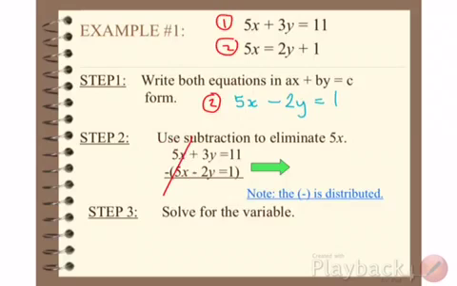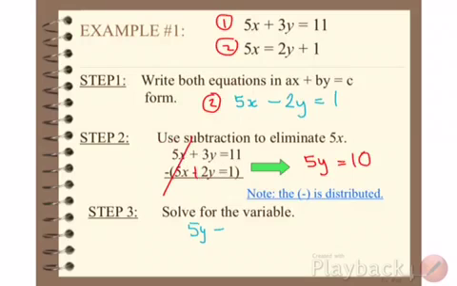3y minus negative 2y, watch out for your sign. So 3y minus negative 2y becomes plus 2y. So I'm left with 5y is equal to, and 11 minus 1 is 10. Okay, so from there I can solve for my y variable.